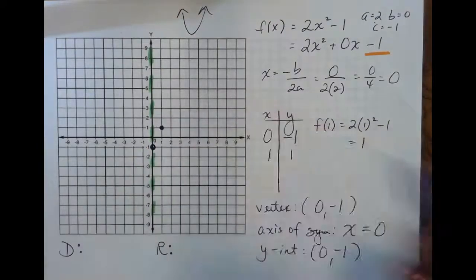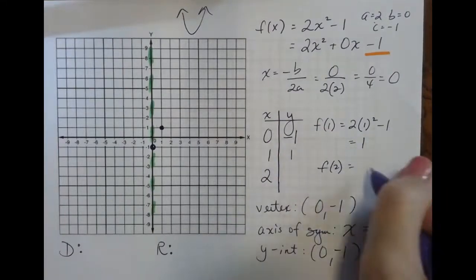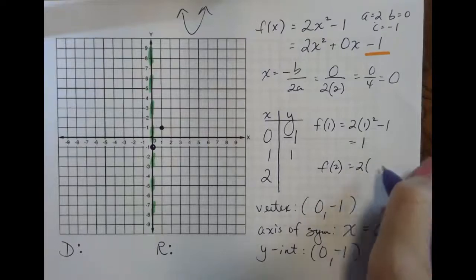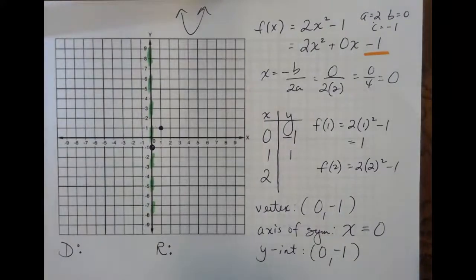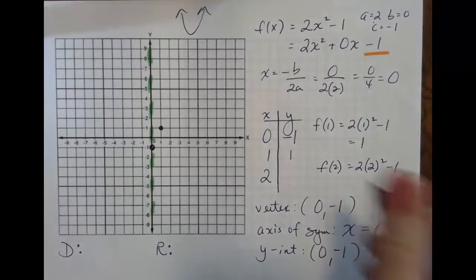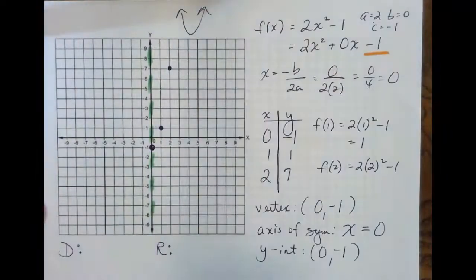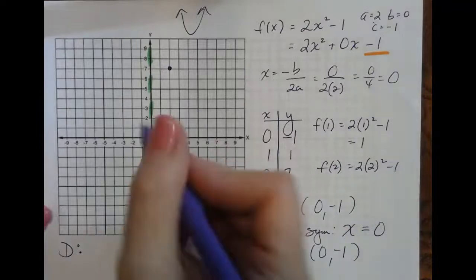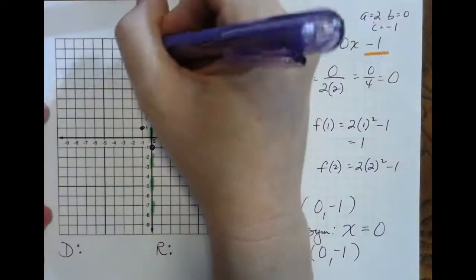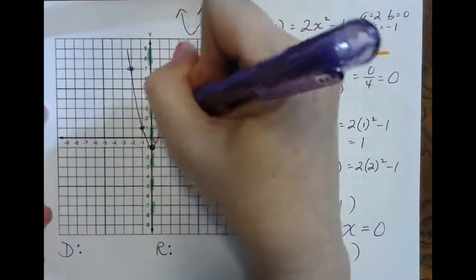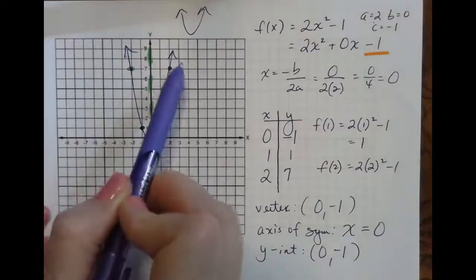Over 1, up 1. Let's plug in a 2. F of 2 is 2 times 2 squared minus 1. 2 squared is 4. 4 times 2 is 8. 8 minus 1 is 7. Over 2, up 7. And then we can use symmetry to plot the remaining points. 1, 2, 1, 2. And here is our parabola. Once again, left forever, right forever.